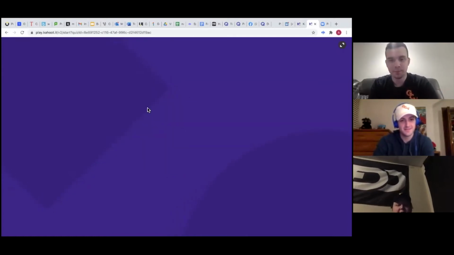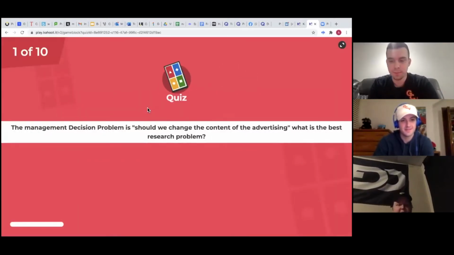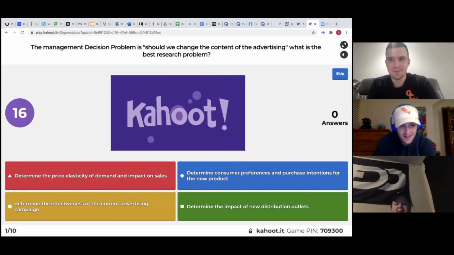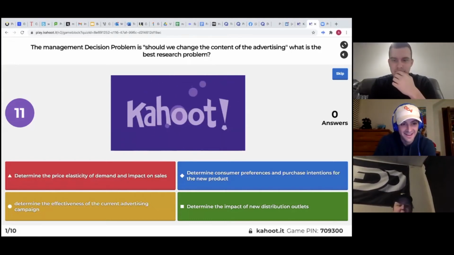The first one's the longest one, so I'm gonna try to go fast. The management decision problem is: should we change the content of the advertising? What is the best research problem? Is it determine the price elasticity of demand and impact on sales? Determine consumer preferences and purchase intentions for the new product? Determine the effectiveness of the current advertising campaign, or determine the impact of new distribution outlets?